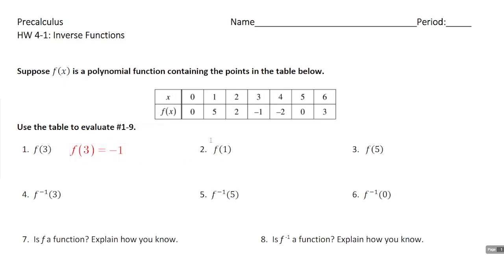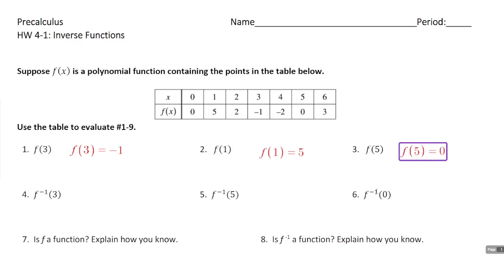Number 2 says f of 1. Again, we're going to look at our x row, and we see x is 1 here. And so we want to report back what is f of 1. F of 1 is 5. Number 3 says, what's f of 5? We're going to find 5 in the x row, and f of 5 is 0. So again, they're just asking for this particular point, 5 comma 0. F of 5 is 0.